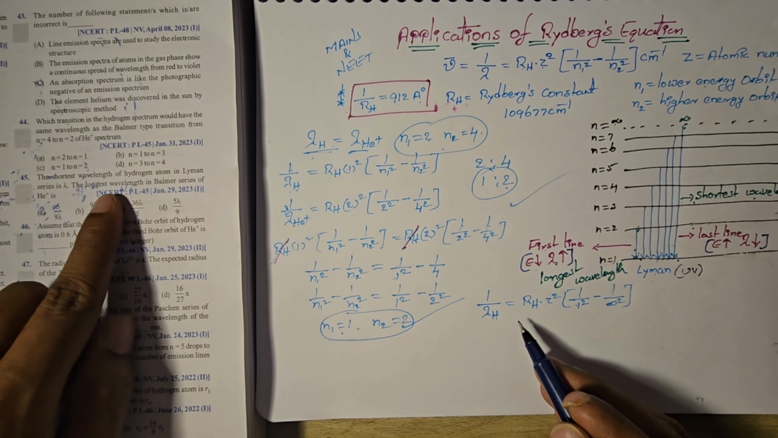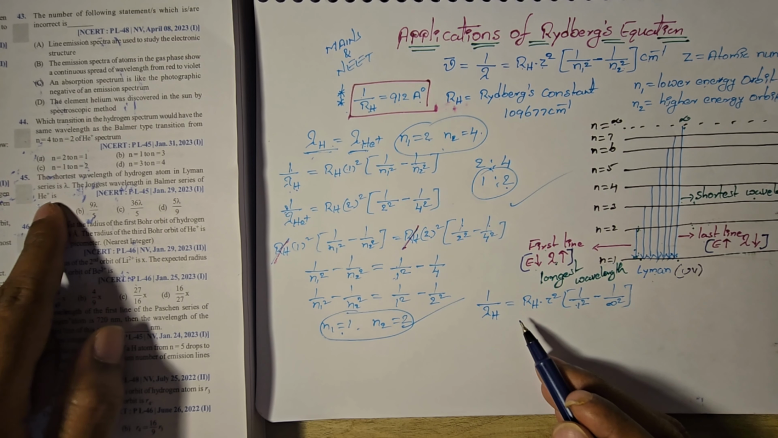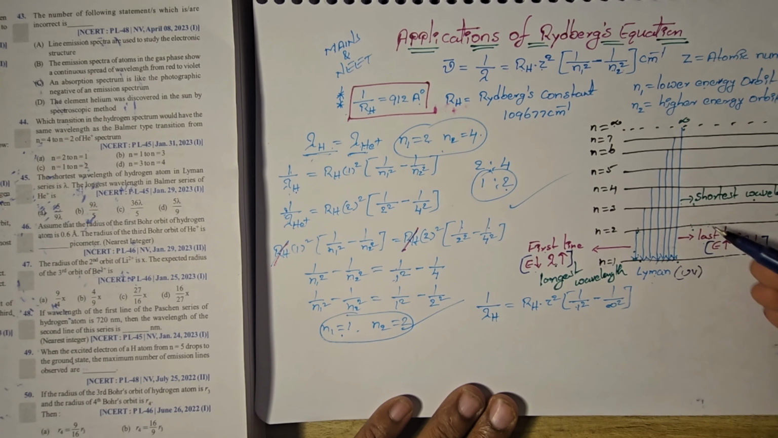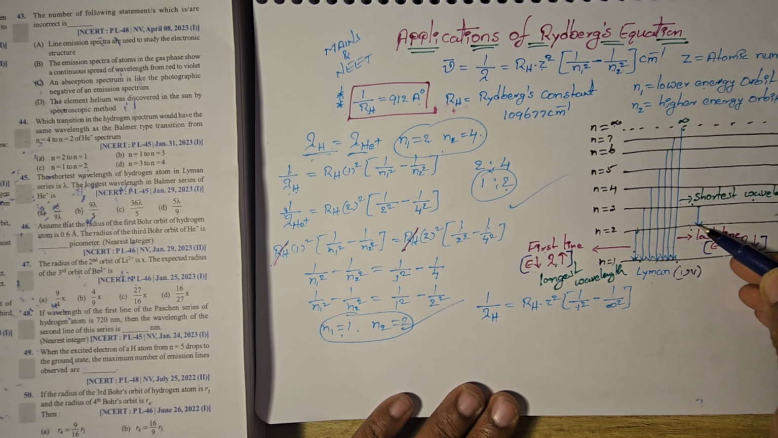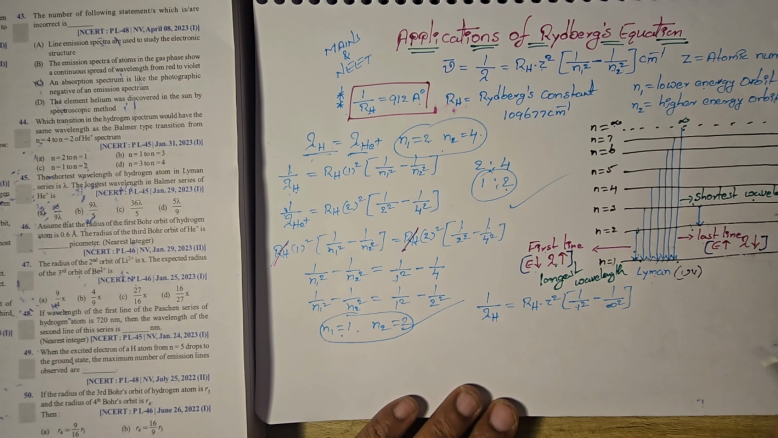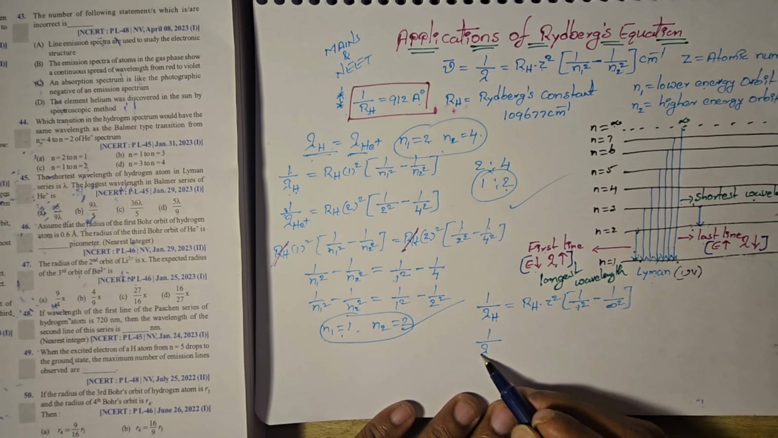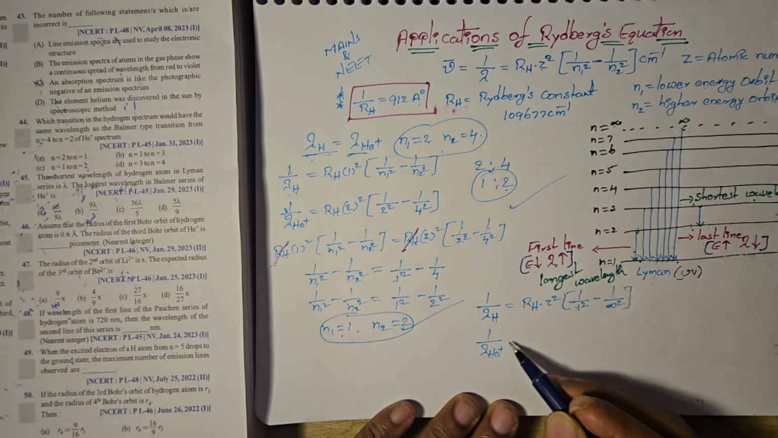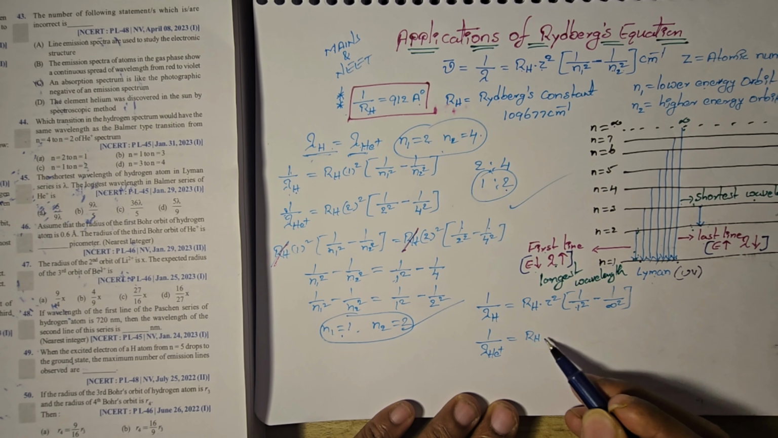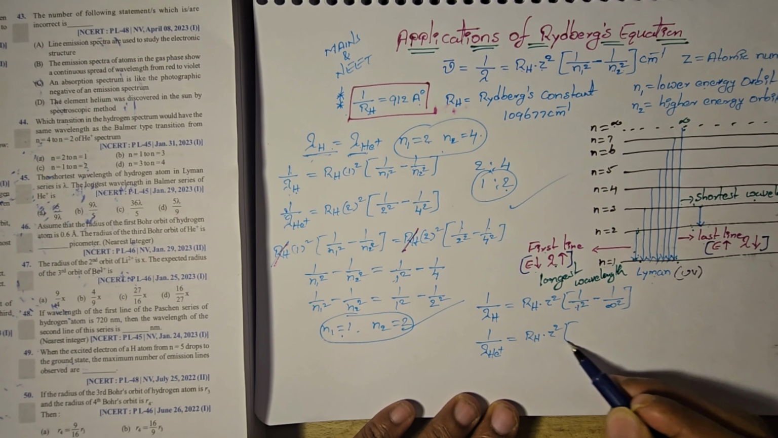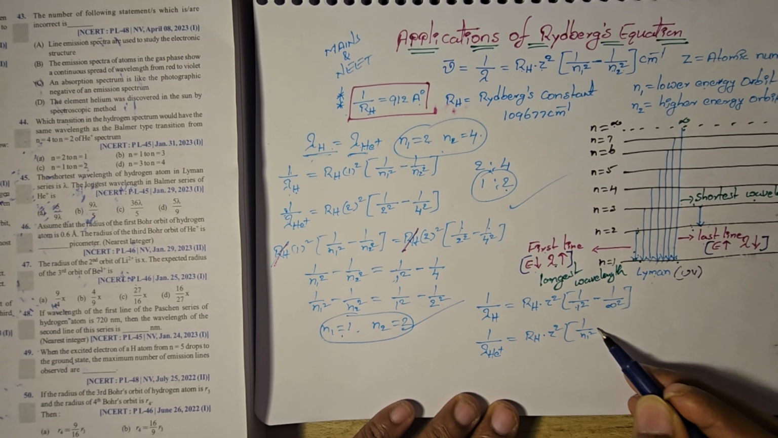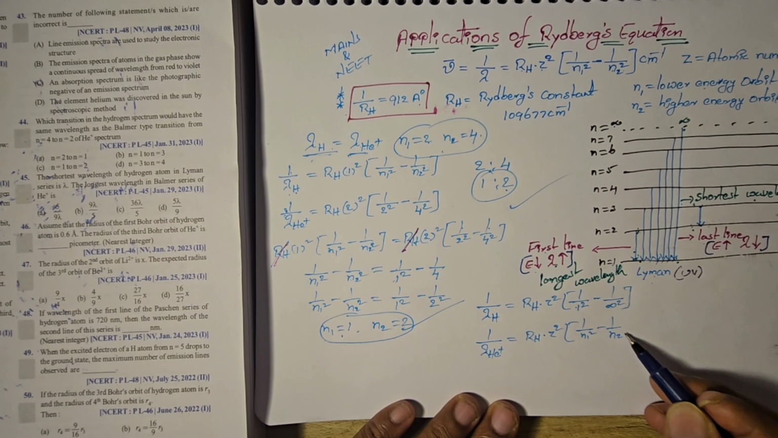The question is: given the longest wavelength of the Balmer series of helium plus. Balmer series means this is the Balmer series. The Balmer series first line is this one. The electron is coming from the third orbit to the second orbit, students. Remember this, Balmer series. So 1 by lambda helium plus is equal to RH Z square (1 by n1 square minus 1 by n2 square).